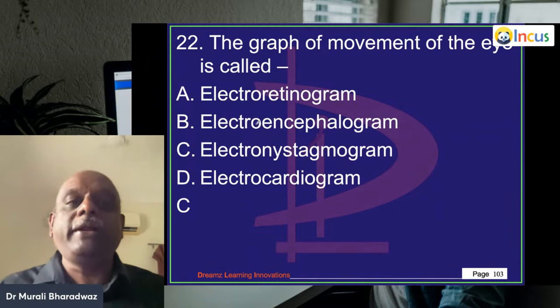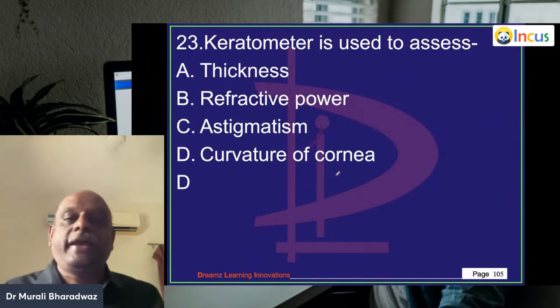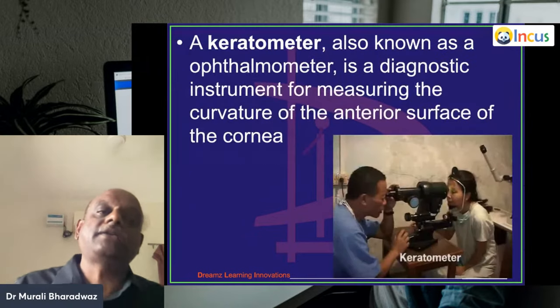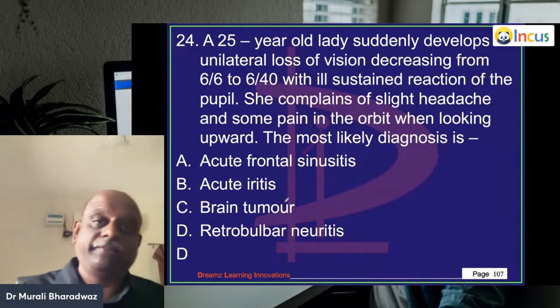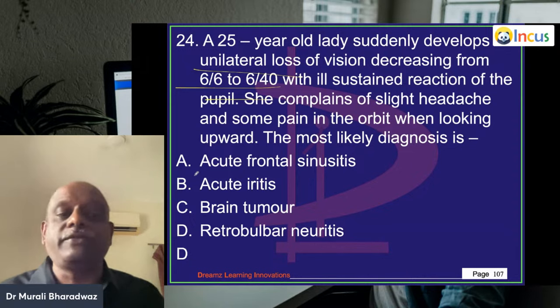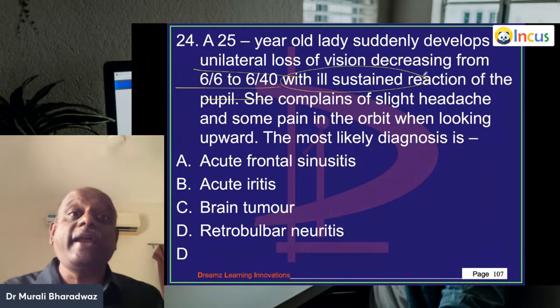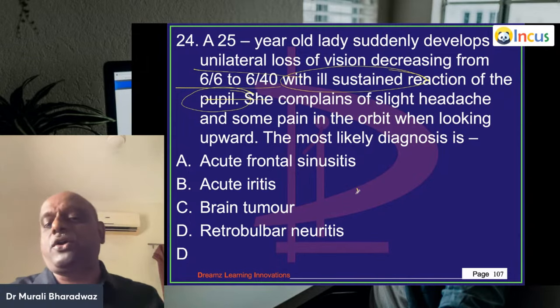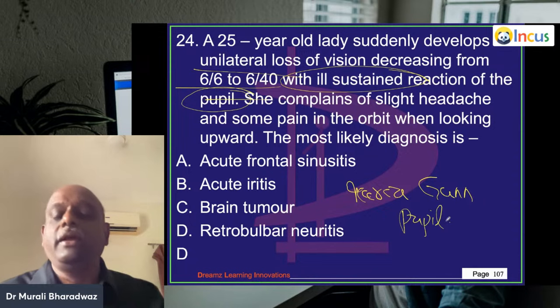The graph of the movement of the eye is called nystagmogram. Keratometer assesses the curvature. Tomorrow this is an image-based question: what is this instrument? Keratometer. A 25-year-old lady suddenly develops unilateral loss of vision, with an ill-sustained pupillary reaction. What is that called? Marcus Gunn pupil.